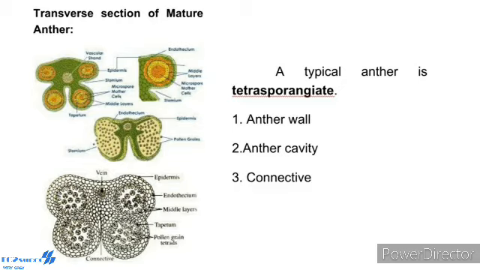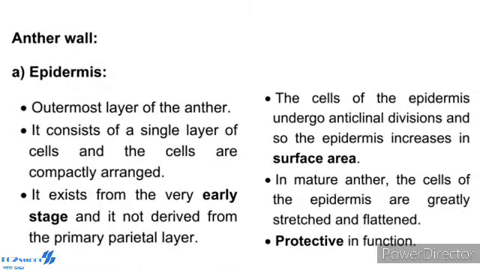So next we discuss the transverse section of a mature anther. In the mature anther, the wall is formed of epidermis, endothecium, middle layer, and tapetum. A typical anther is tetrasporangiate. It contains three major parts: anther wall, anther cavity, and connective. So number one, anther wall. The anther wall contains four layers: epidermis, endothecium, middle layer, and tapetum.